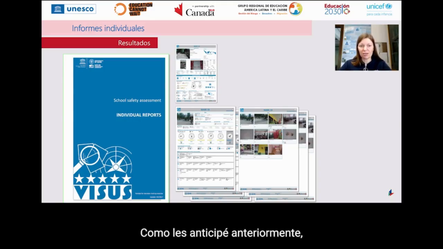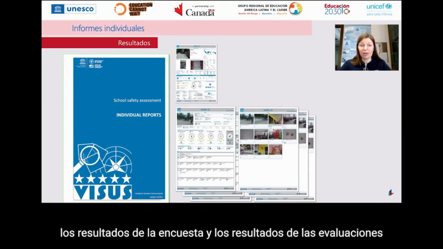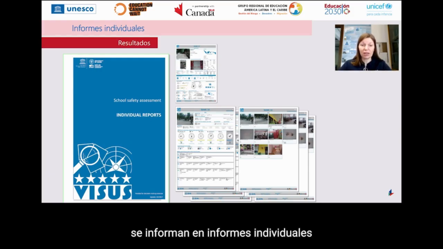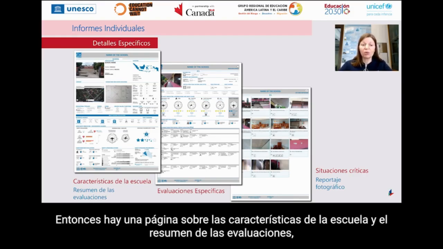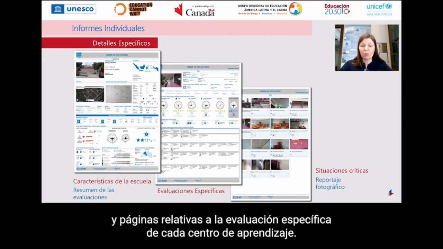As I previously anticipated, the outcomes of the survey and the results of the evaluations are reported in detail in individual reports for each school complex. This report consists of multiple pages that summarize the outcomes and report all the information acquired and interpreted after the survey. So there is a page concerning the school characteristics and the summary of the evaluations, and pages concerning the specific evaluation for each learning facility.